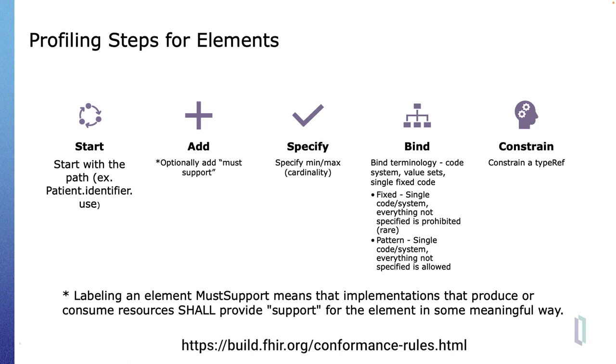A profile is the set of specific constraints and extensions applied to a FHIR resource, tailoring it for a specific use case. So we start with a specific FHIR path, for example, patient/identifier, and now we must designate whether it must be supported or not. And then we'll layer on constraints such as cardinality, or binding to a specific terminology, or constraining it to a specific type reference to a given FHIR resource.